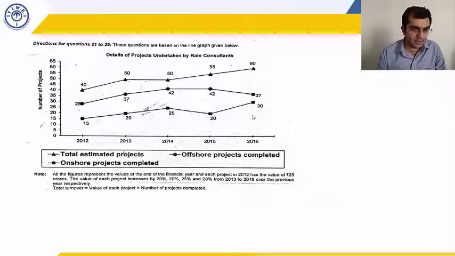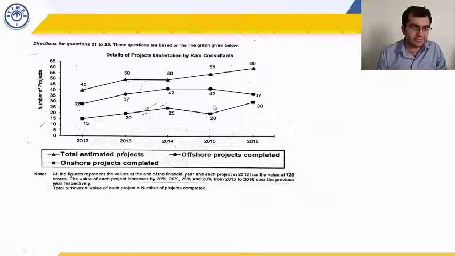So, for example, what would be the value of a project in 2014? In 2012, it's 25 crores. In 2013, it increases by 20%. What is 20% of 25 crores? That's 5 crores. So it becomes 30 crores in 2013. 2014 increases by 20%. What is 20% of 30 crores? That's 6 crores. So it becomes 36 crores. Like this, it keeps increasing.